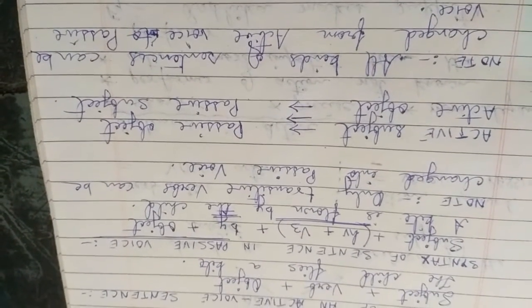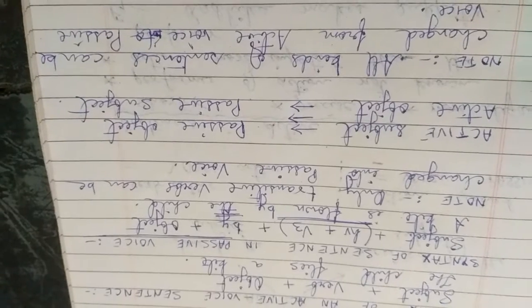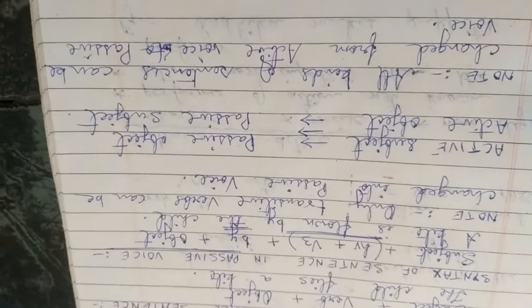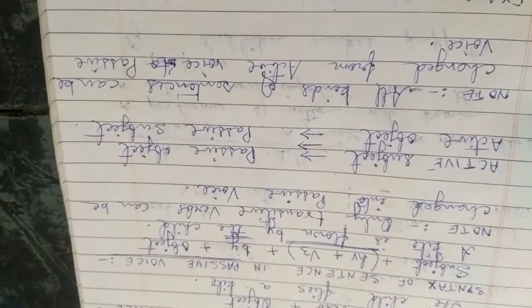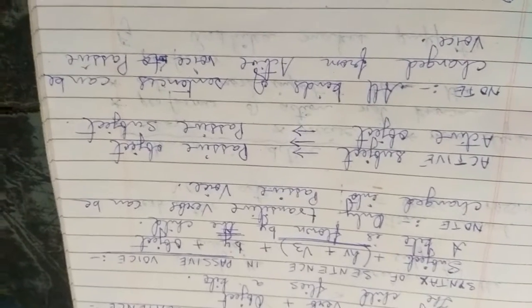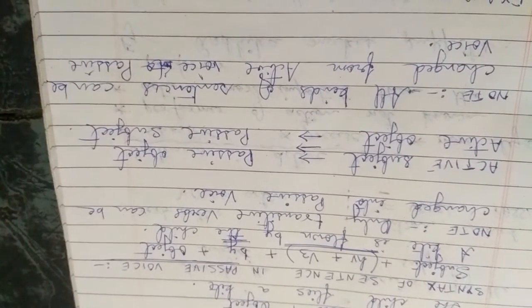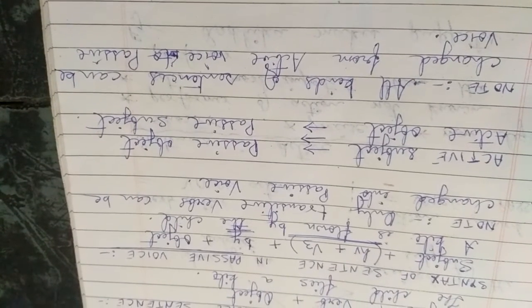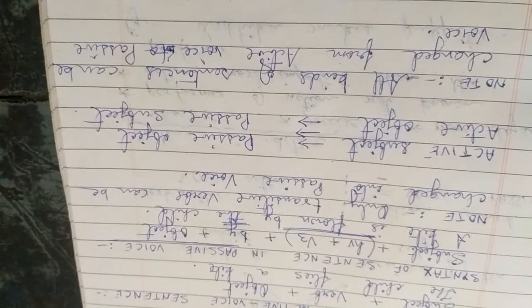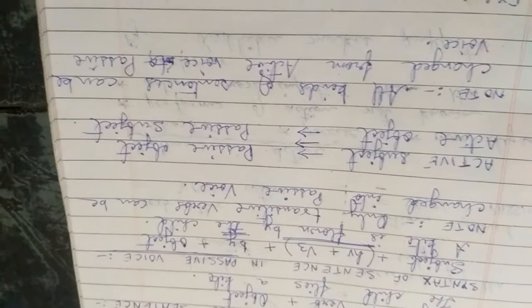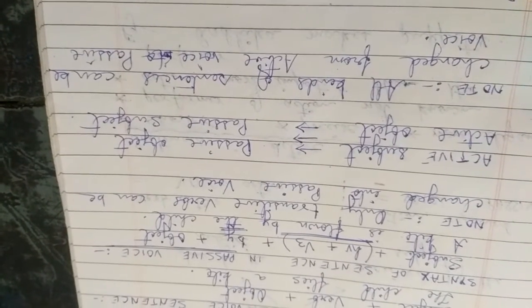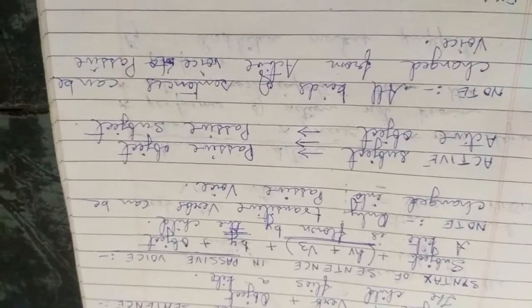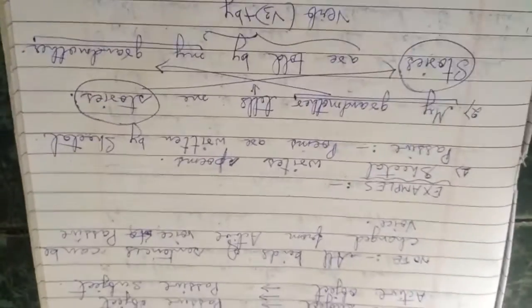So note it here that only transitive verbs can be changed into passive voice. And another point to be noted, children, is that all kinds of sentences, you have learned so many varieties of sentences: assertive sentence, negative, affirmative, interrogative, exclamatory, all sorts of sentences can be changed from active into passive voice. I have taken 2 examples here for you.